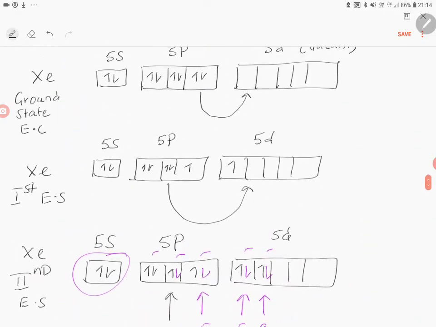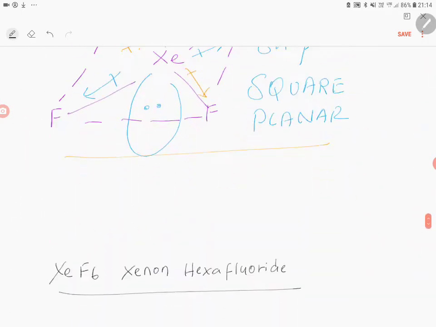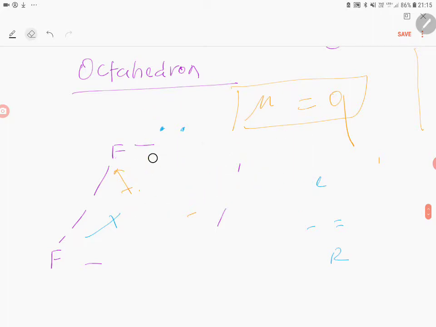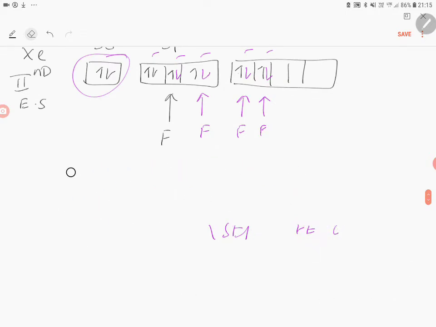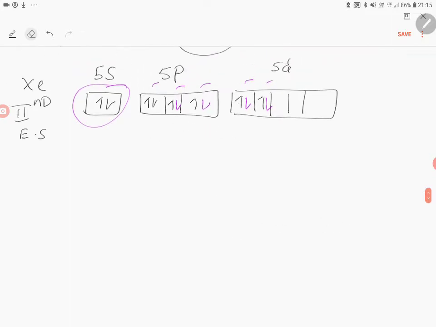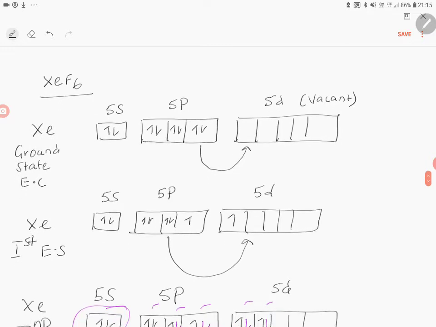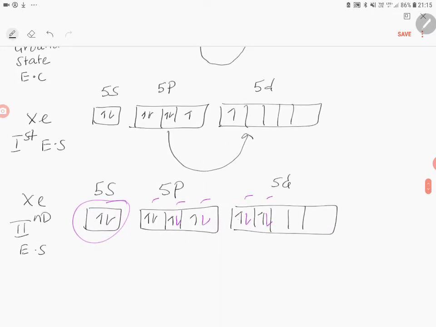Once again, I'll take you to the second excited state. Here only we'll finish it off. So in the previous structure of xenon tetrafluoride, we discussed the hybridization of xenon tetrafluoride. Now you know ground state, first excited state, and second excited state, right? So let me draw the second excited state once again. This will be the second excited state.